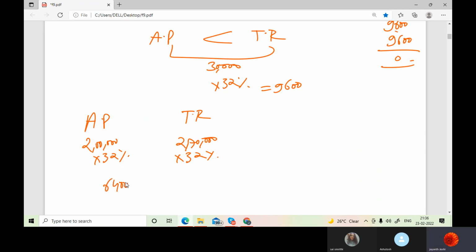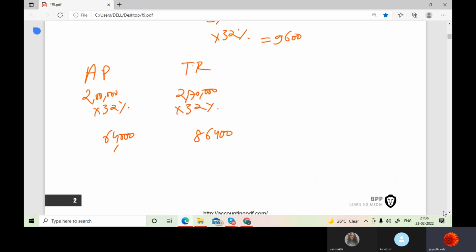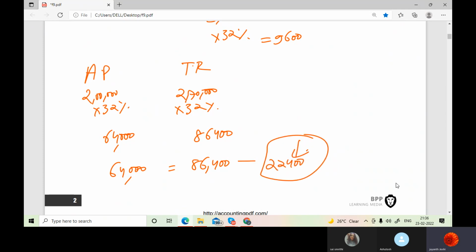So here comes 64,000, and here 2,70,000 into 32% comes 86,400. So as you can see, the provision what you created is 64,000 and you paid tax of 86,400. That means difference of how much is created? 22,400. This is what is the reversal of the DTL previously created.